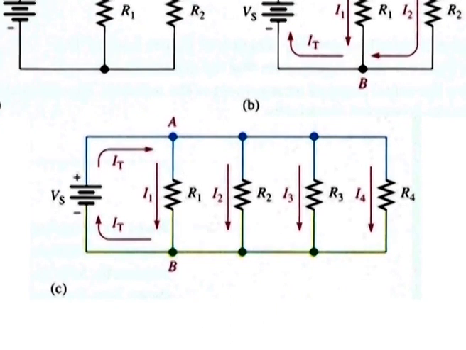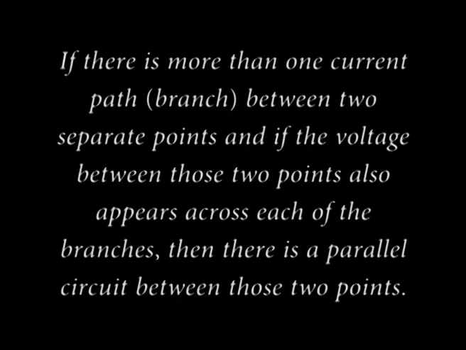All points along the top, shown in blue, are electrically the same as point A, and all points along the bottom, shown in green, are electrically the same as point B. A rule for identifying parallel circuits is as follows. If there is more than one current path, that is, branch, between two separate points, and if the voltage between those two points also appears across each of the branches, then there is a parallel circuit between those two points.